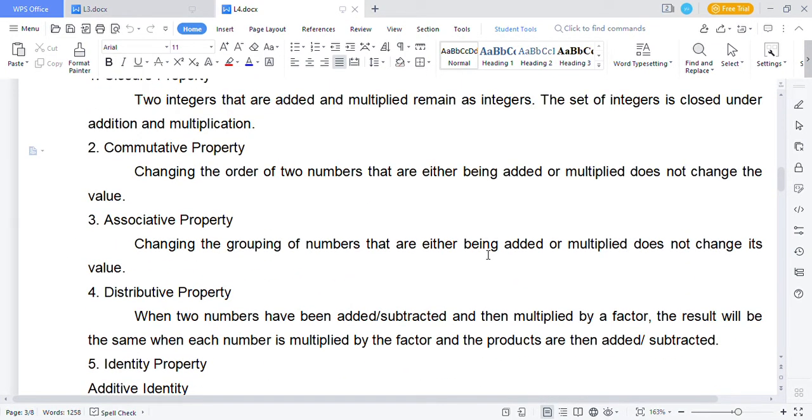For number 3, we also have the associative property.